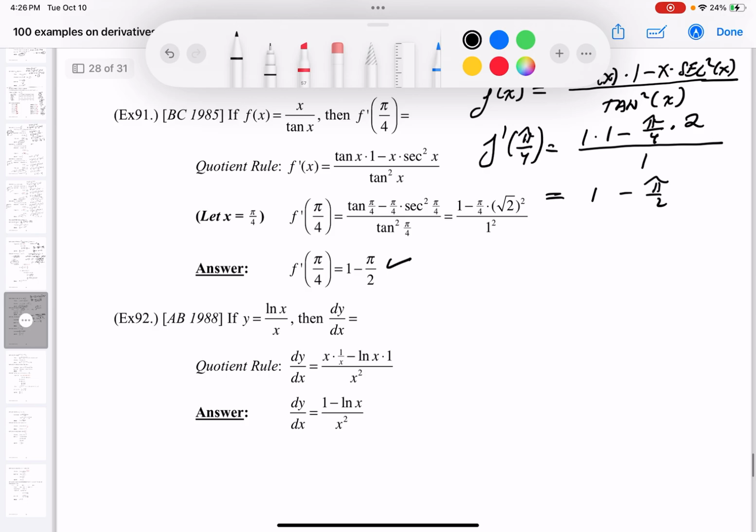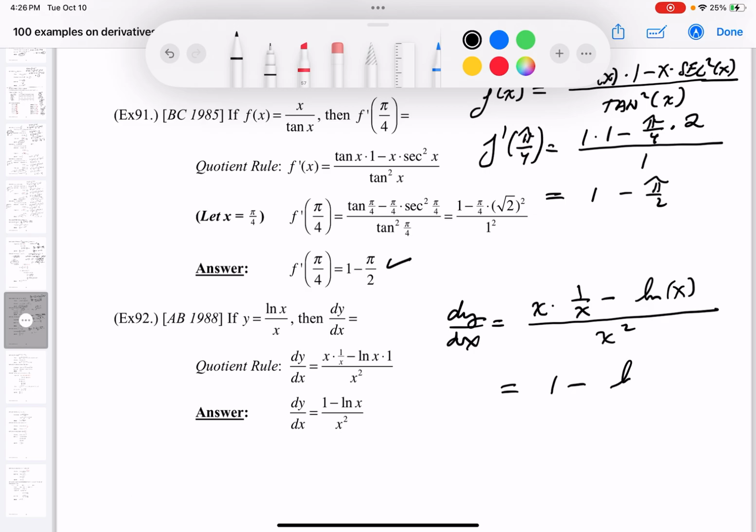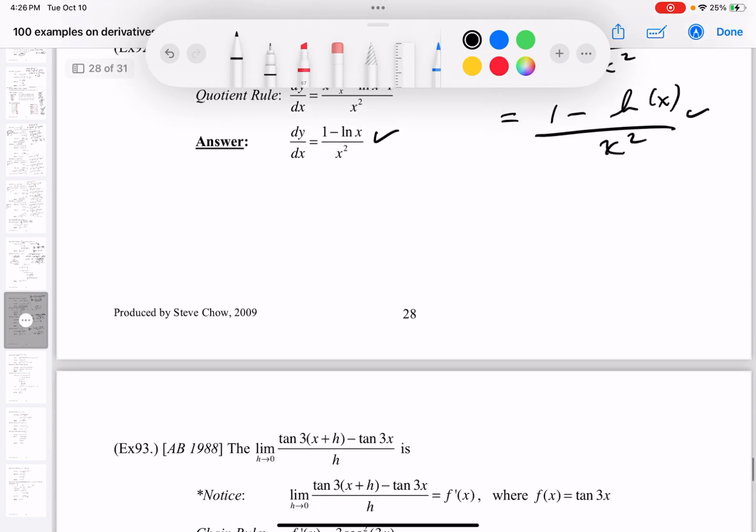Let's do the next one. This is dy dx. Quotient rule, x squared, x times 1 over x, minus the top, which is the natural log of x, times the bottom's derivative, which is 1. And I think I got it. 1 minus the natural log of x over x squared. All right, we're good. Let's keep going.